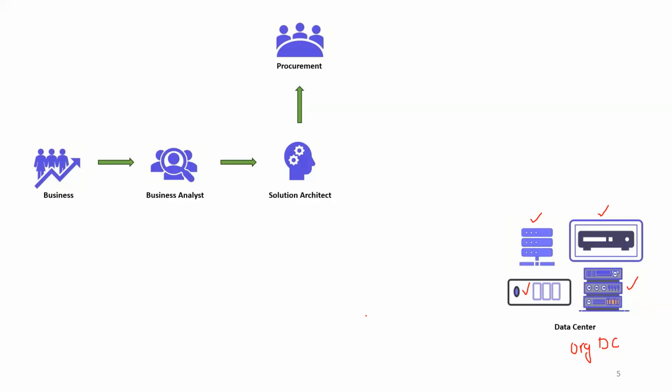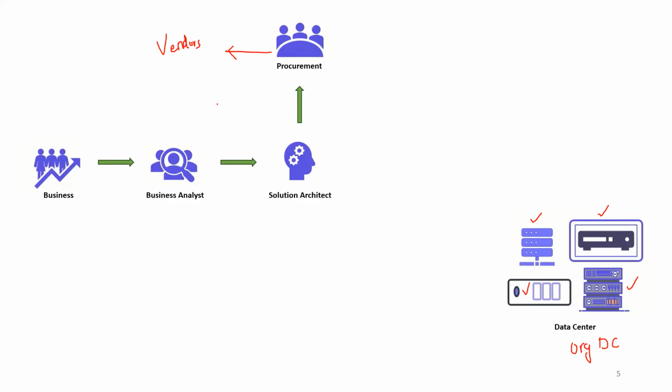And now this procurement team will place a request to the vendors. You already know the vendors, right? So once the additional hardware requirement is there, they would be ordered via the procurement team. Now the procurement team puts a request to the vendors.